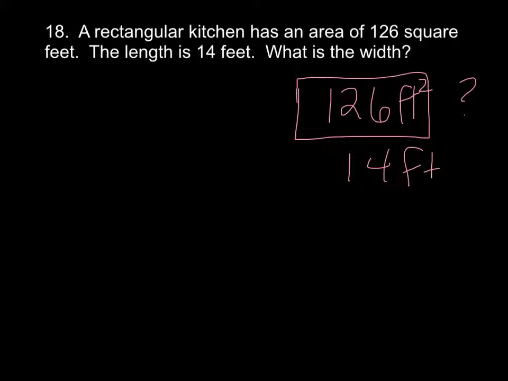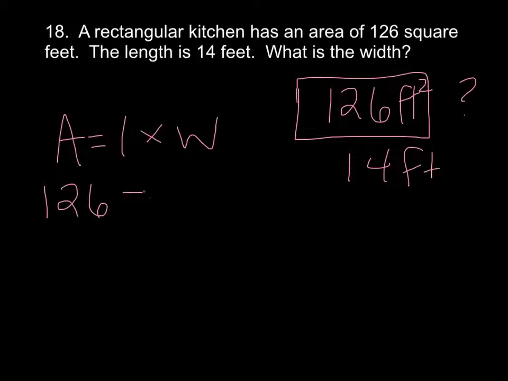Again, I'm going to go back to my formula for the area of a rectangle. I know I have to multiply length times width. Well, what do I have? I have the area, interestingly enough. I've got the left side of this equation. Yay! And I have the length. I don't have the width. So I have to figure out, well, 14 times something is 126.